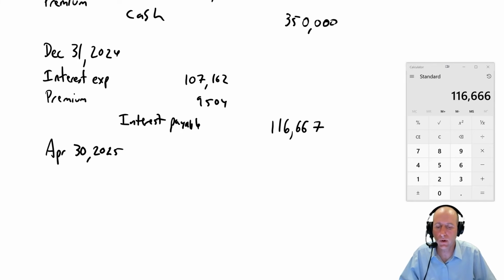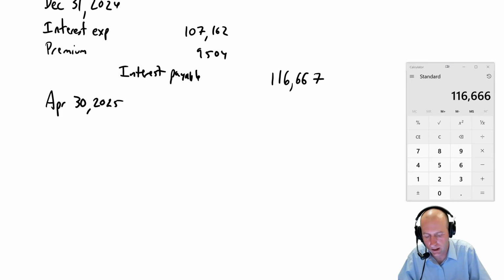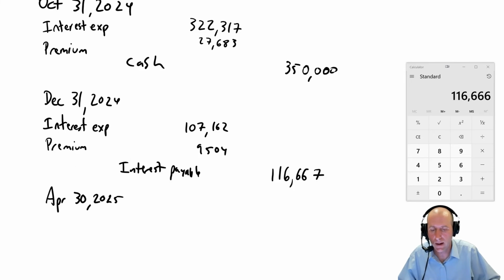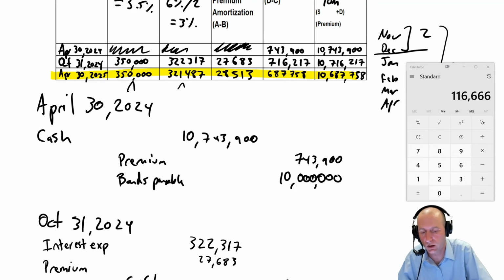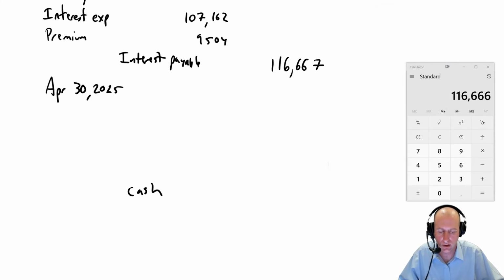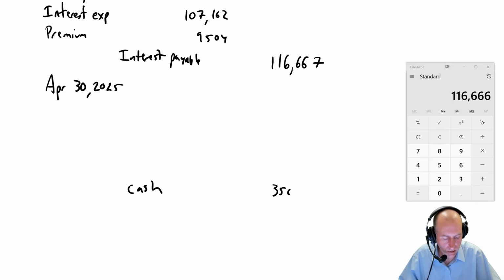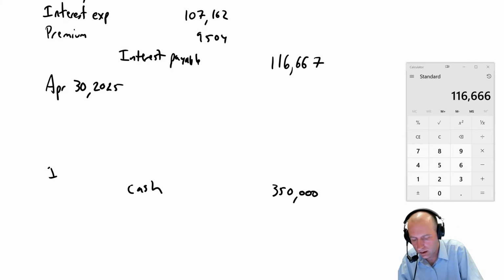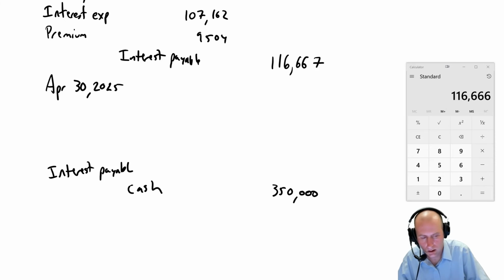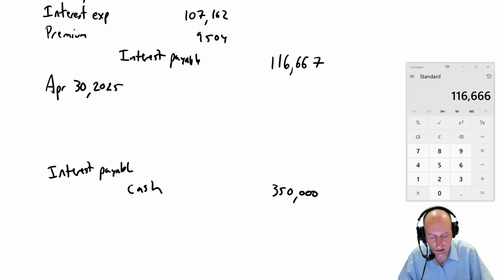What happens on April 30th, 2025? Well, we make our payment, right? We make a payment, so I credit cash. How much do I pay? I pay the full amount. I don't pay 4/6 or some smaller amount. I pay $350 on April 30th, so credit cash $350. Any interest payable needs to go away, so I'm going to debit interest payable. 116667.